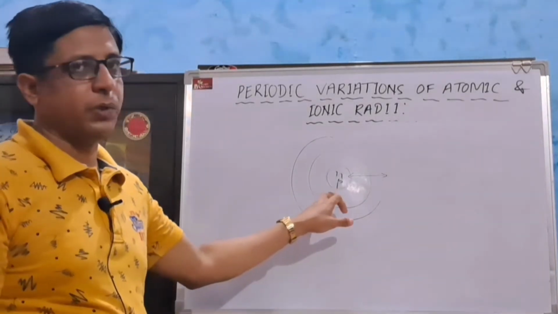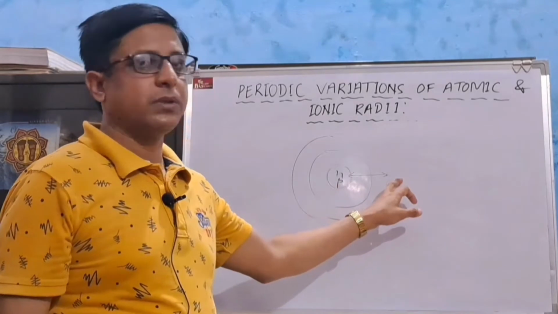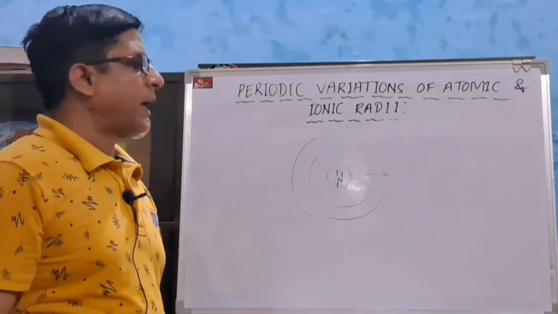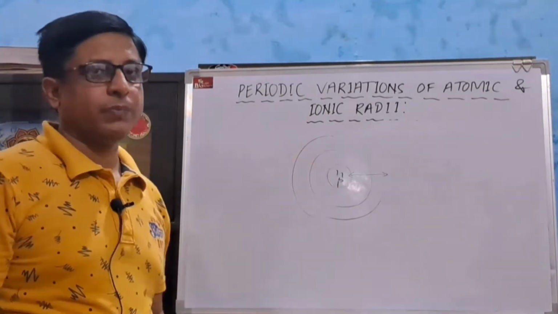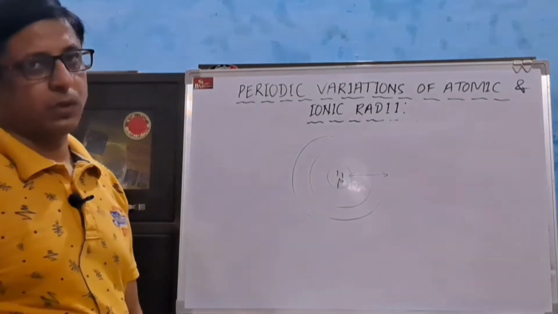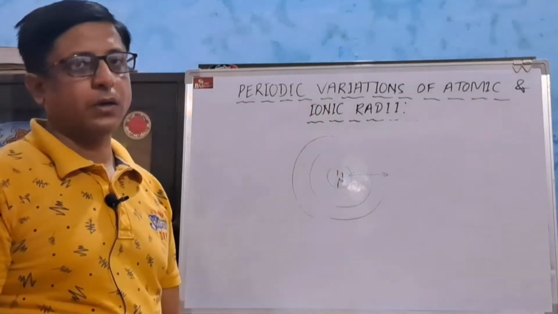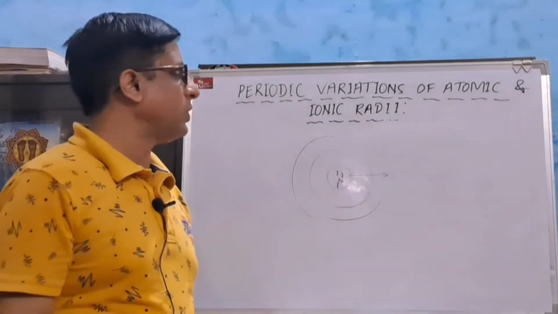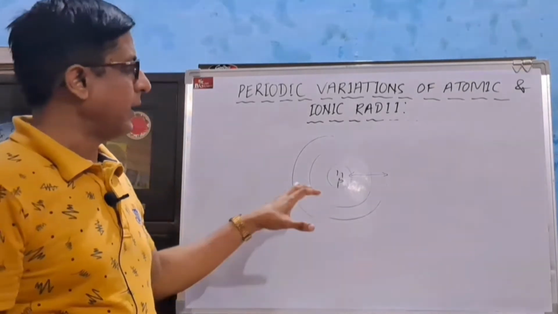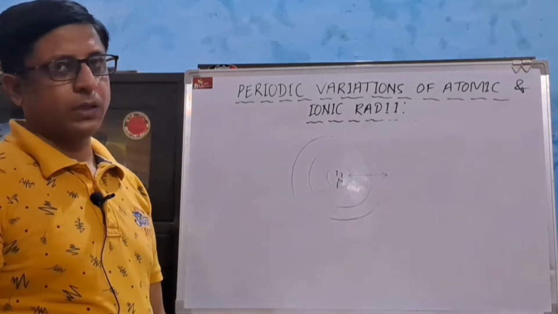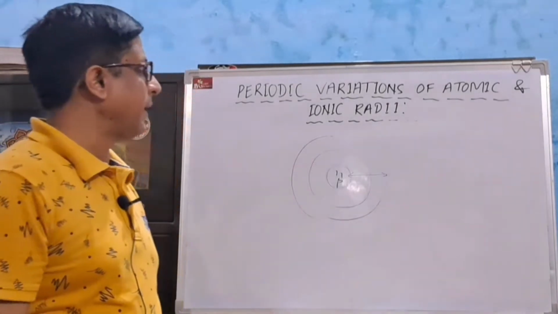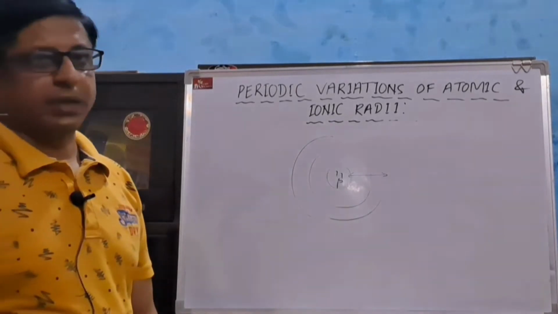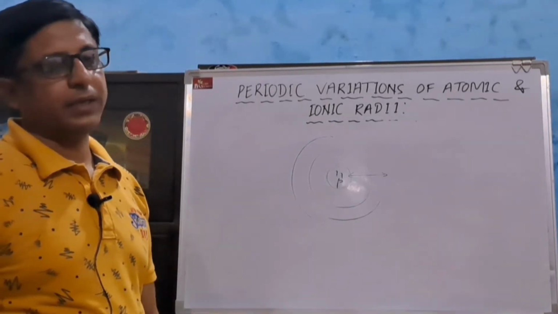The distance between the nucleus of an atom and outermost shell of electrons is known as atomic radii, and ionic radii in case of ions. But this distance is very small and atoms are not present as individual particles, so direct measurement of atomic or ionic radii is not possible. These distances are measured by an indirect method.